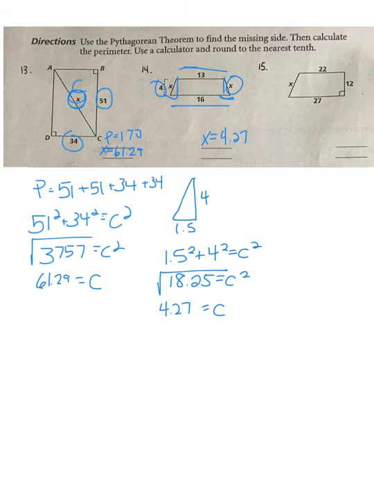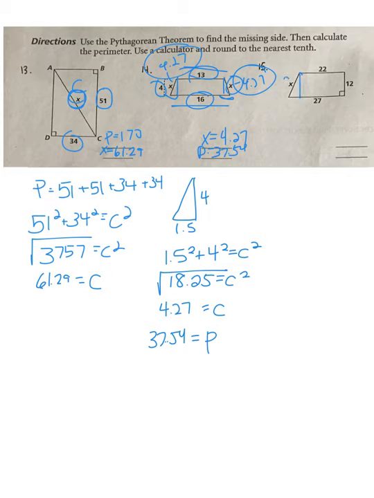Now, once we know that those are each 4.27, then we can add for the perimeter 4.27 plus 4.27 plus 13 plus 16. So you're adding up these numbers and you get a perimeter that equals 37.54. So the P equals 37.54.